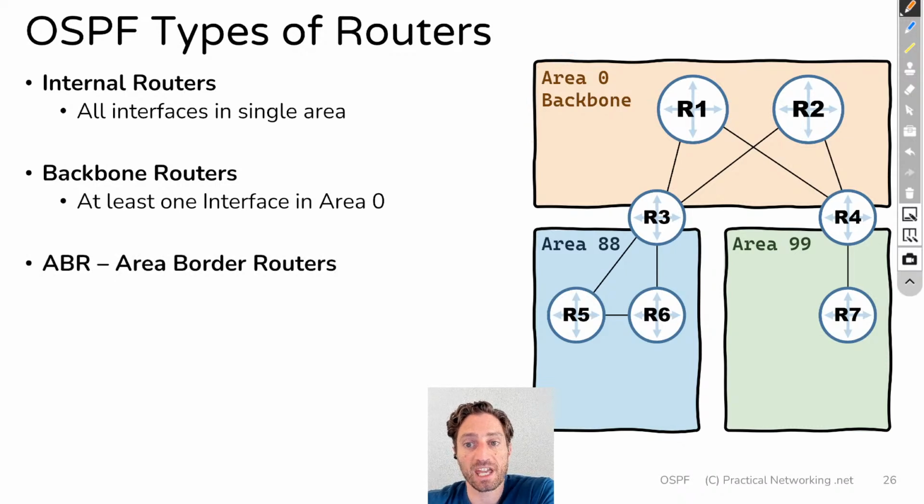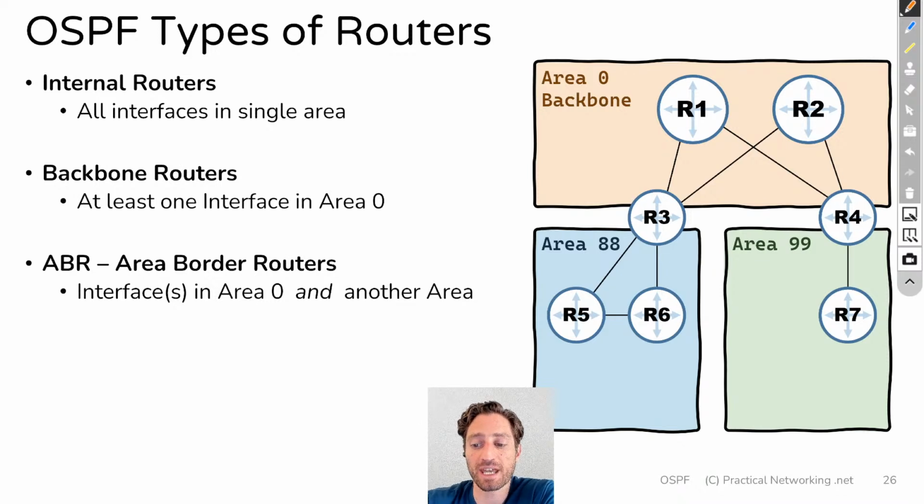Which then brings us to ABRs, or area border routers. ABRs are routers that sit on the boundary between areas. But remember that you can't have area 88 connected to area 99. So technically, the definition of an ABR is on the boundary of area 0 and something else. So one or more interfaces in area 0 and one or more interfaces in another area. So that's what an ABR is.